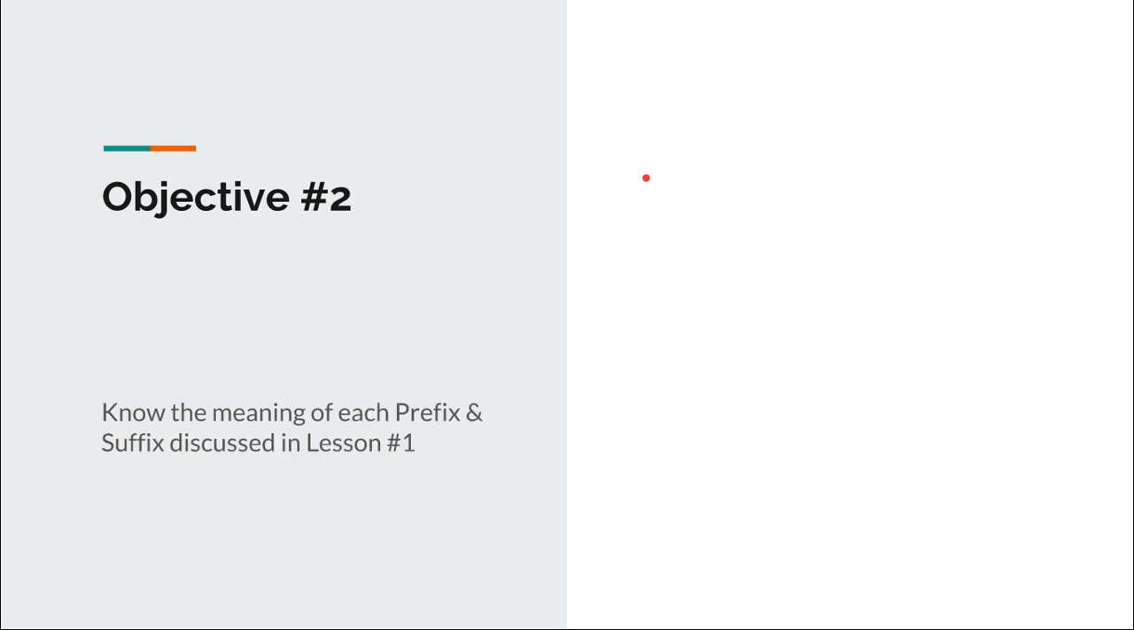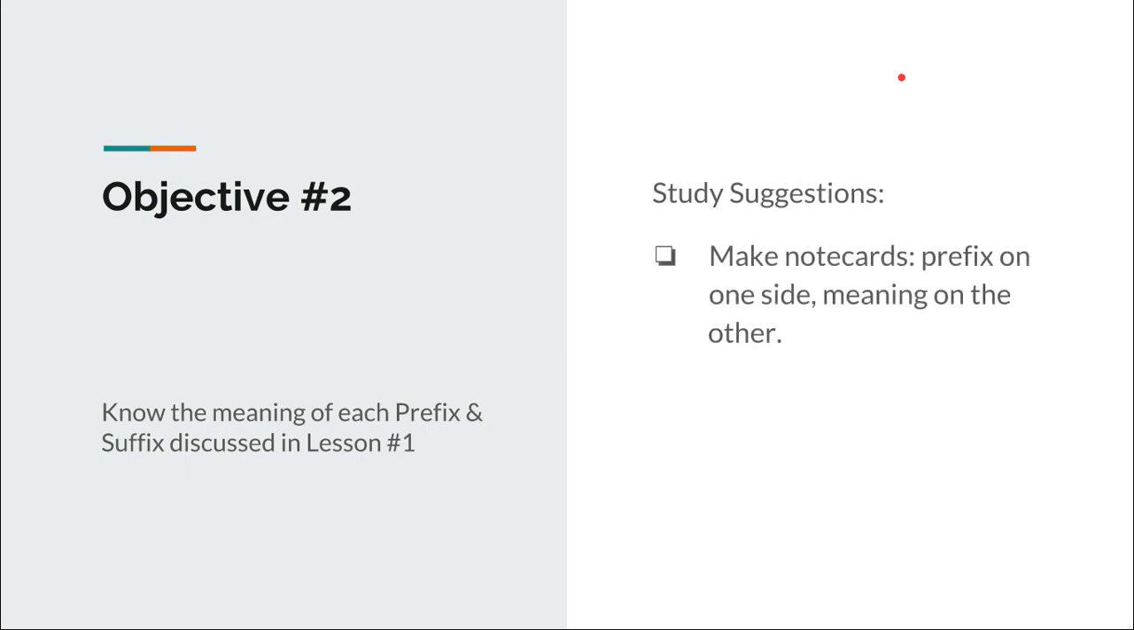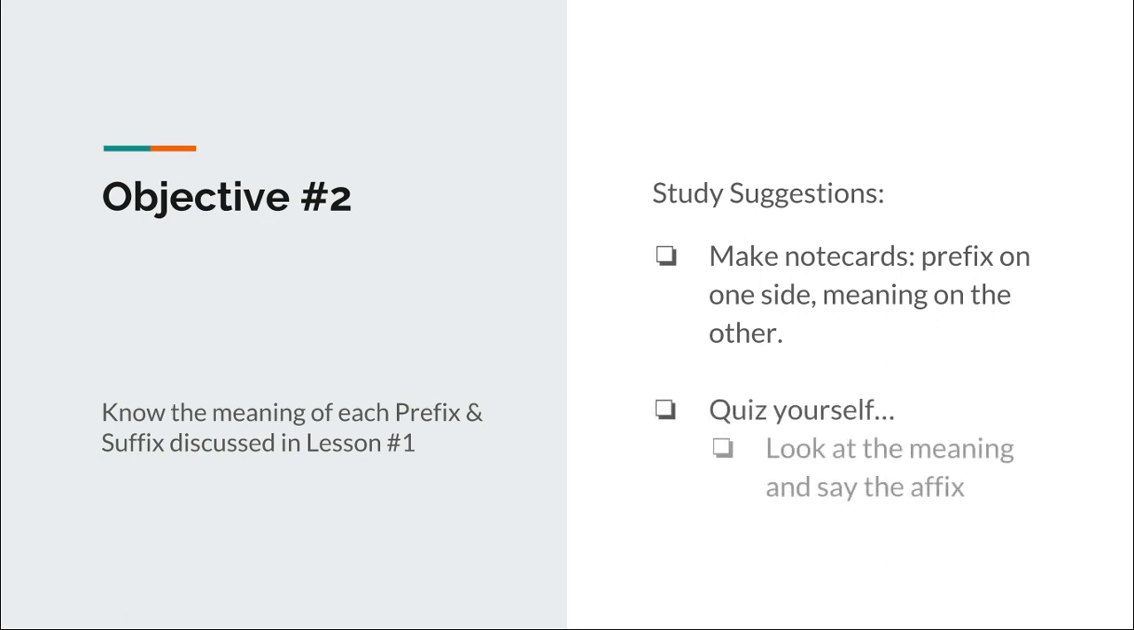All right, the next objective is to know the meaning of each prefix and each suffix discussed in lesson 1. So, of course, you can go back to the video and watch it again because the information is there for you. And then what I suggest you do with that is that you make some note cards. All right, use note cards that we have, cut out pieces of paper, whatever makes you happy. You put the prefix on one side and then the meaning on the other. And then quiz yourself.